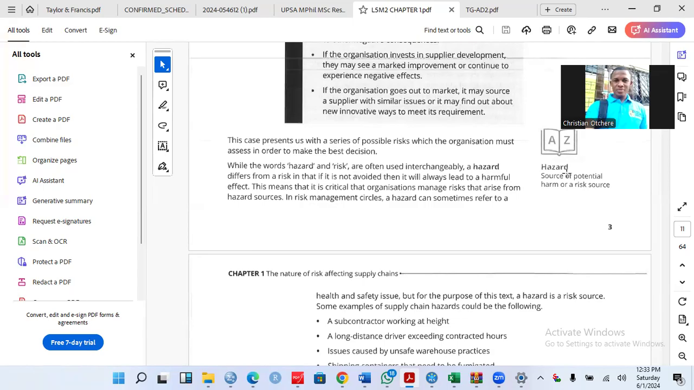Then there is what we call vulnerability. So vulnerability is also another important term we need to know in risk management. When we say vulnerability, we are looking at the factors that make organizations more prone to risk. So it can be the lack of something or the presence of something that increases your chances of losing something.